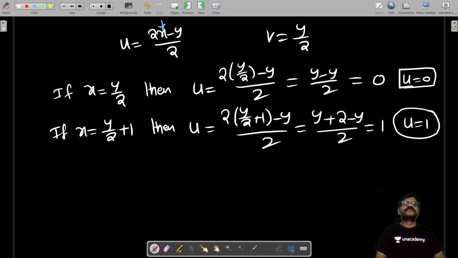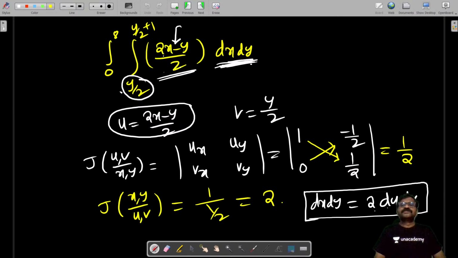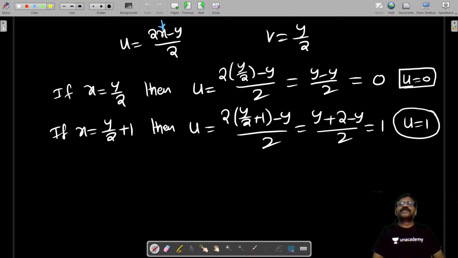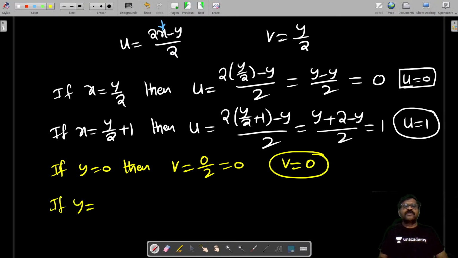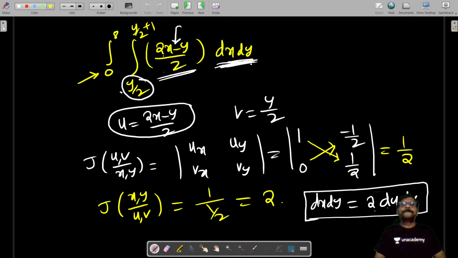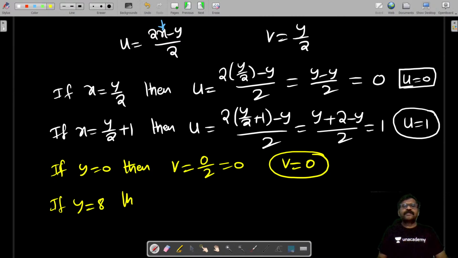Next, when y equal to 0, then v equal to 0 by 2, that is 0. V equal to 0. If y equal to 8, then v equal to 8 by 2, that is 4. V equal to 4.